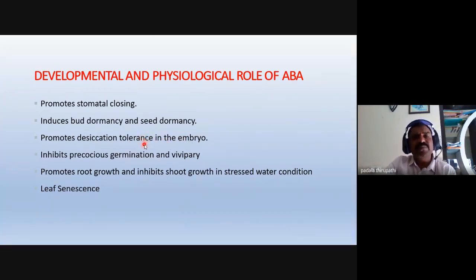Desiccation tolerance is most important for the development of the embryo. The next one is that it inhibits precocious germination and vivipary, especially in Rhizophora and Avicennia, halophytic plants. This is very important for vivipary. It also promotes root growth and inhibits shoot growth in stressed, waterlogged conditions, and is responsible for leaf senescence. So these are the important physiological roles of abscisic acid.